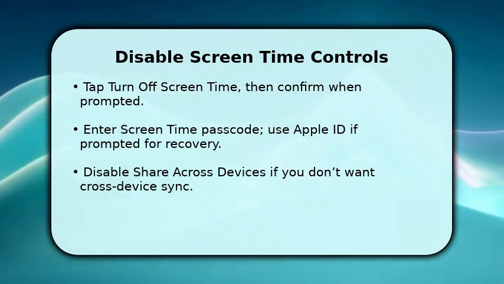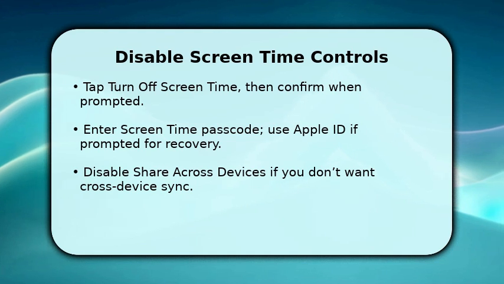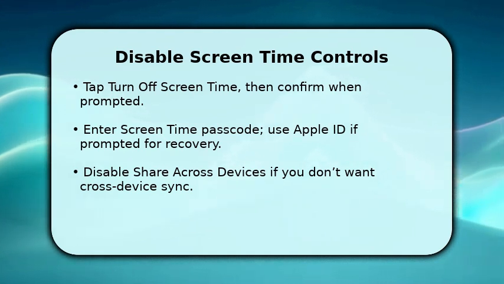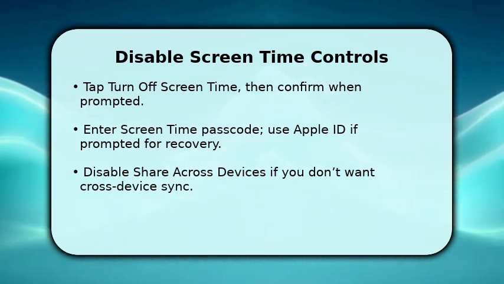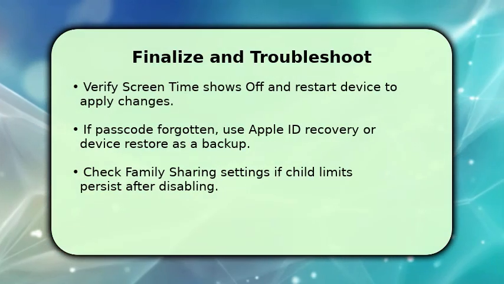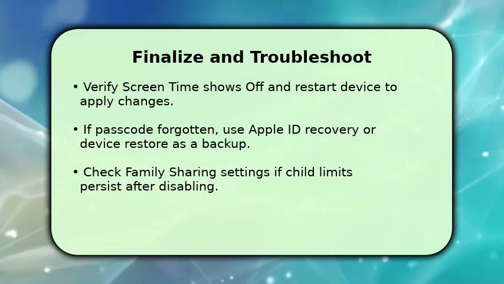Once done, make sure app limits and downtime are cleared. You can verify by scrolling through the screen time summary and checking that limits show as off or 0. You should see screen time marked off. Restart the device to ensure all restrictions are removed.